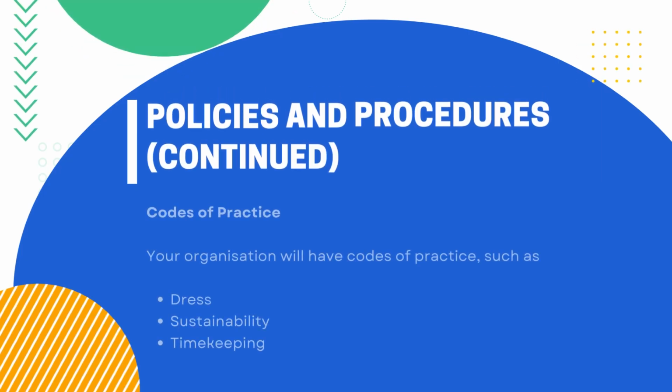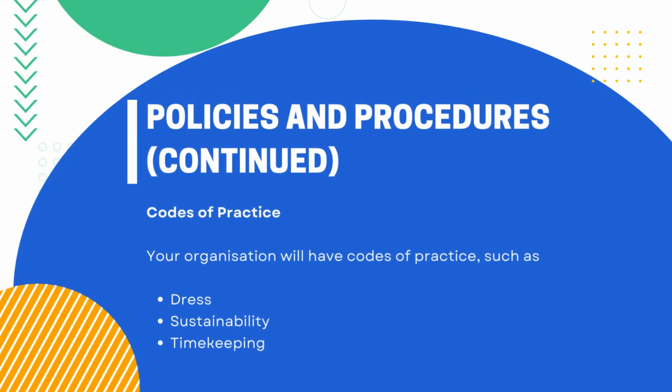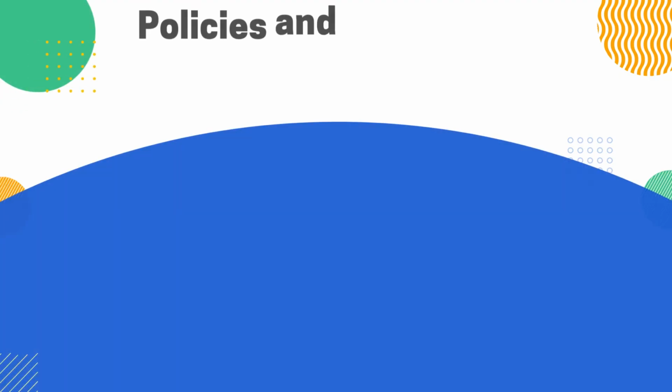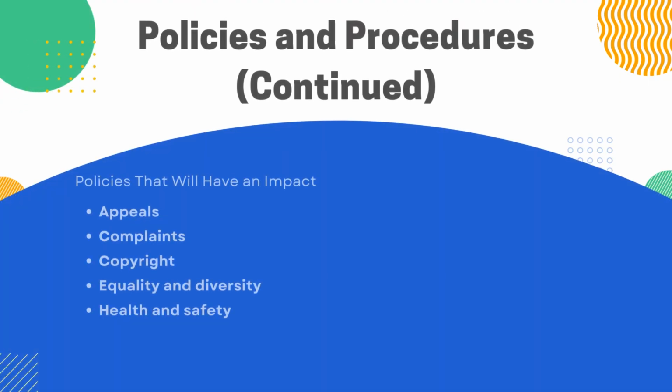Codes of practice. A code of practice is a set of written rules regarding how people should behave. They can be mandatory or voluntary, and they help people to perform their roles professionally. Your organization will have codes of practice, such as dress, sustainability, timekeeping. Policies that will have an impact.